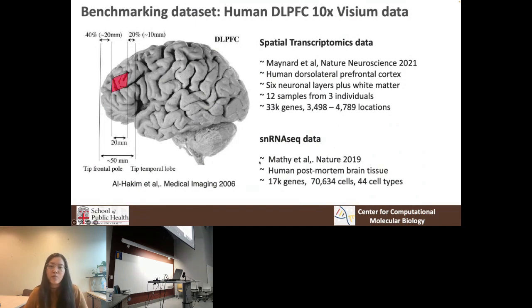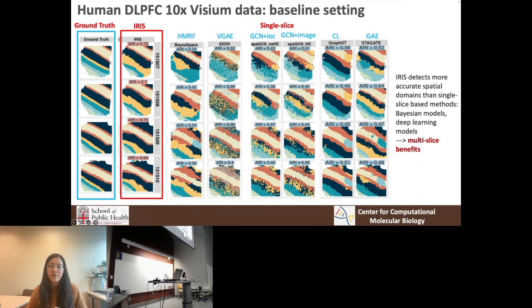So this data set is a widely used human dorsolateral prefrontal cortex data, which contains manual annotations from the biologists from the original publication that can serve as a ground truth for us to evaluate the accuracy by comparing different methods. So we first perform the analysis on the baseline setting, where the tissue slices are from the same donor, which represents a more homogeneous setting.